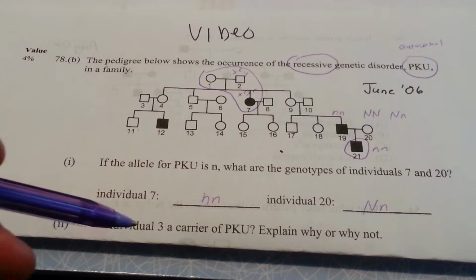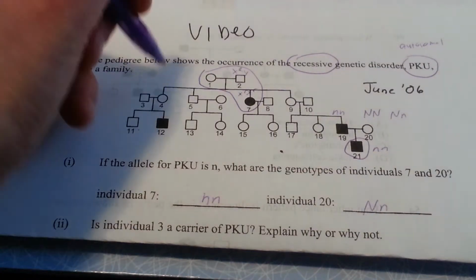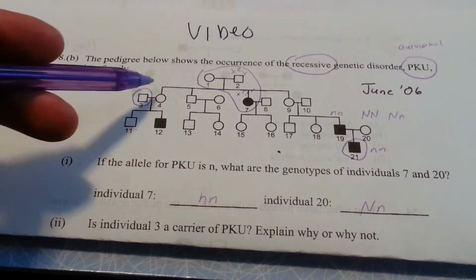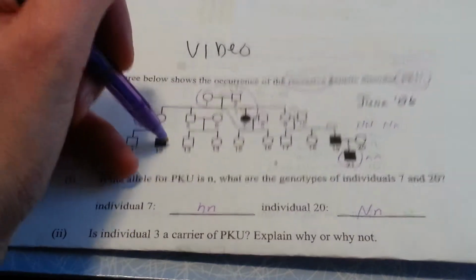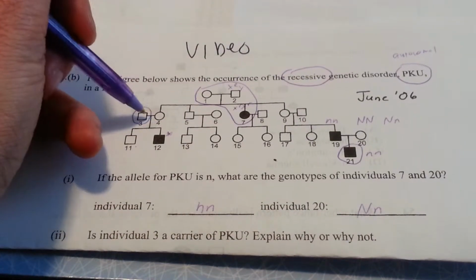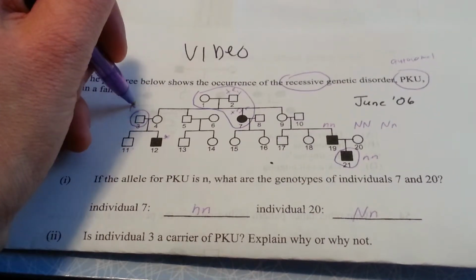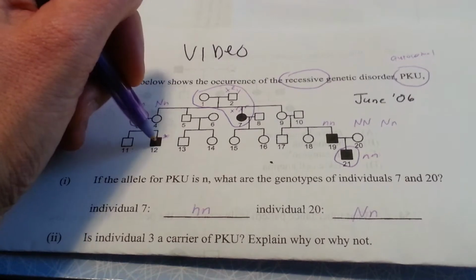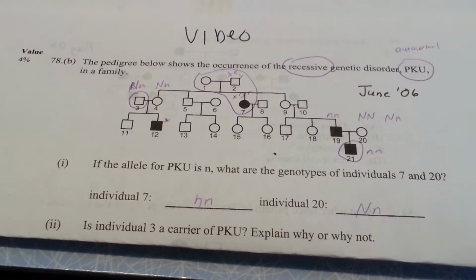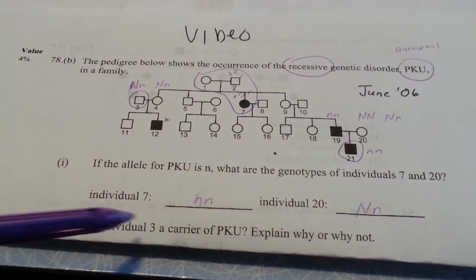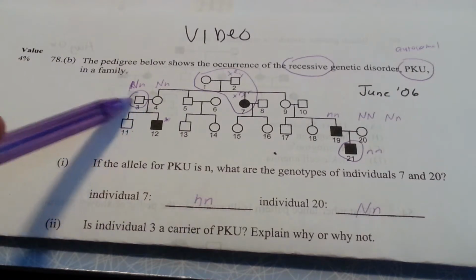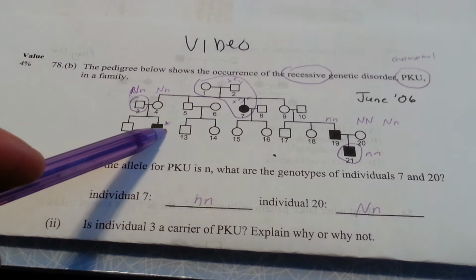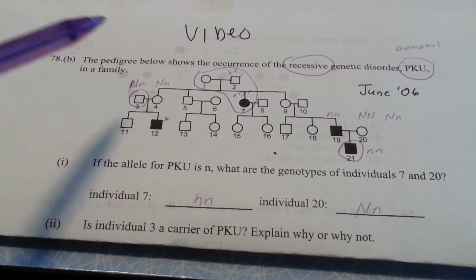Then for number 3, is individual 3 a carrier for PKU? So we take a look at this one over here, explain why or why not. Well, again, take a look at the offspring here. You have an offspring with a disorder and 2 parents that don't. So both parents, big N, would have to be carriers in order to have an offspring that has the disorder. So individual 3 is a carrier, because if they weren't a carrier, they would not have an affected offspring. Because they do have an affected offspring, both 3 and 4 would be carriers.